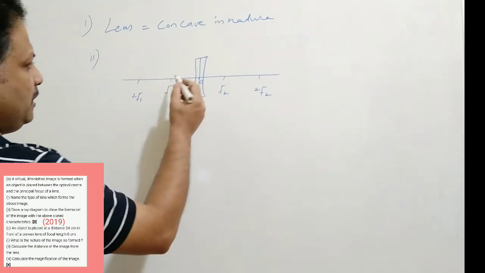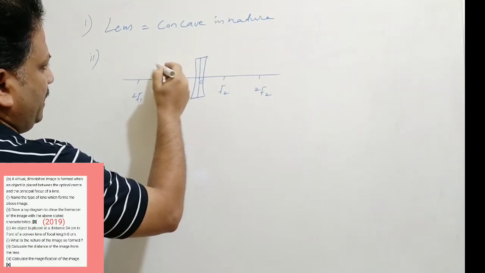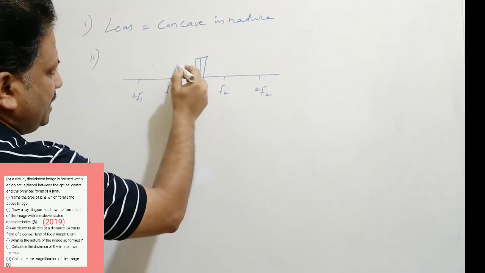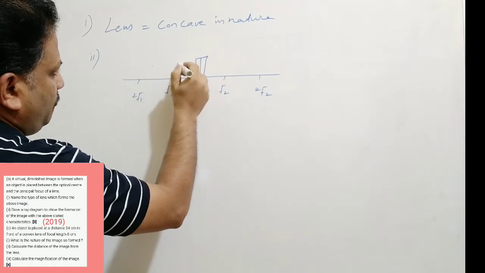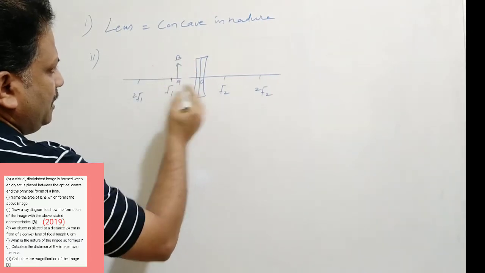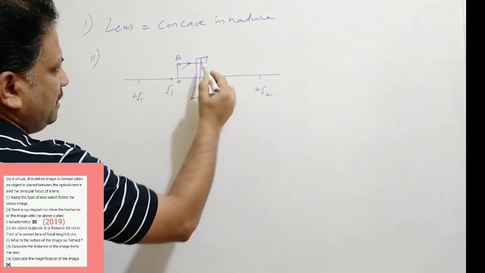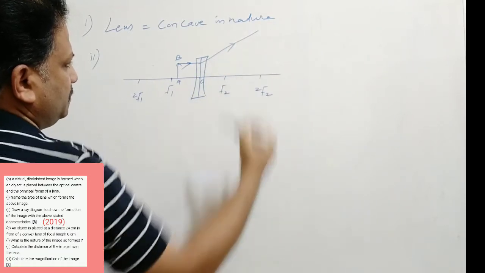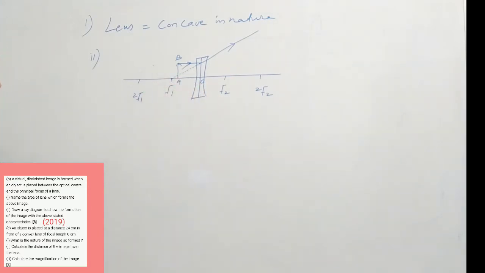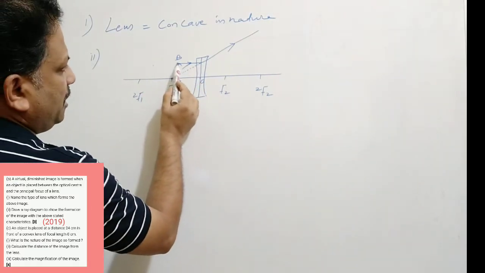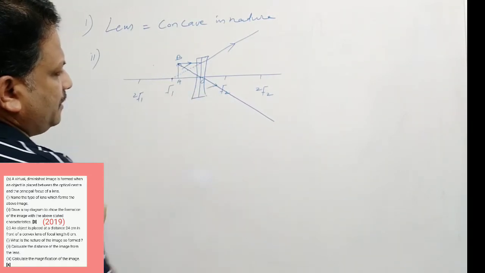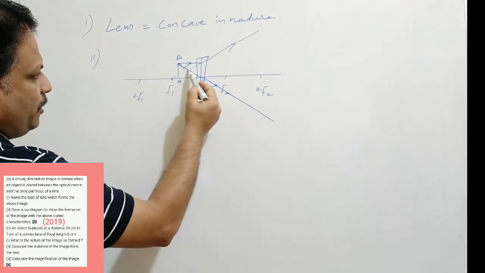Clear? So let us place the object between f1 and O, the optical center. An object is placed AB, a ray of light traveling parallel to the principal axis, after refraction will diverge, and if you produce it backward, it appears to be coming from the principal focus, and a ray of light traveling through the optical center passes undeviated. Clear?